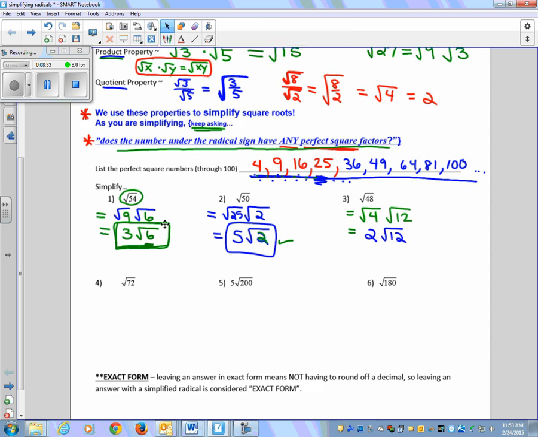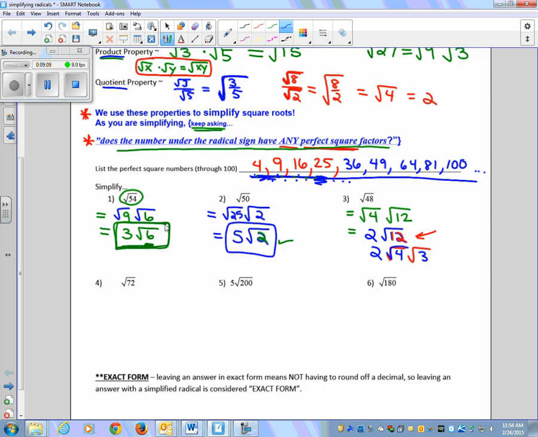But remember, I have to ask myself, are there any perfect square factors that go into the number under the radical sign? Looks like I do have some. 4 goes into 12 as well. So now I have to break down 12 further. I'm going to keep this 2 that I already simplified. I'm going to keep it as a 2. And then I'm going to rewrite the square root of 12 as the square root of 4 and the square root of 3. 4 being the perfect square from this list that goes into 12.